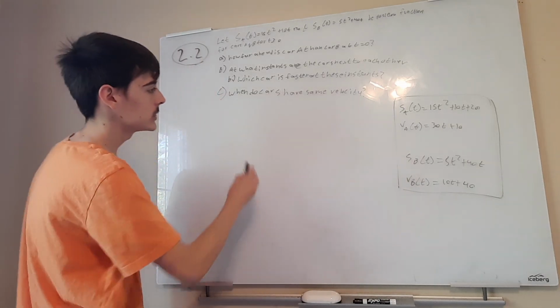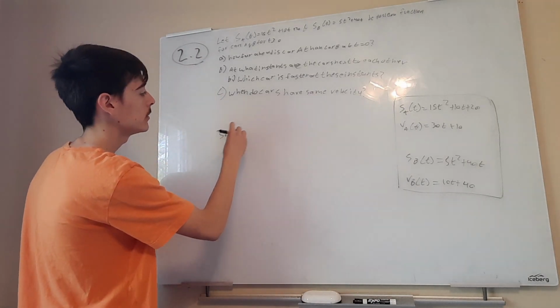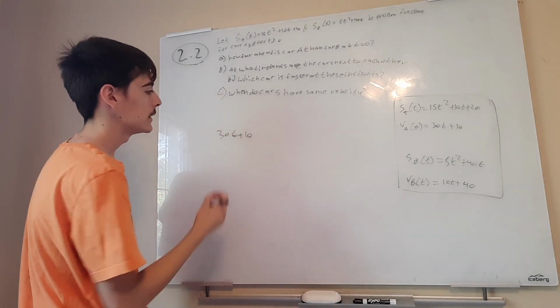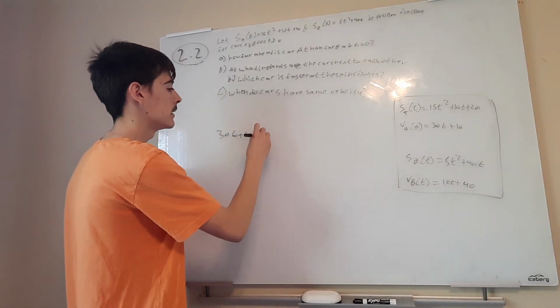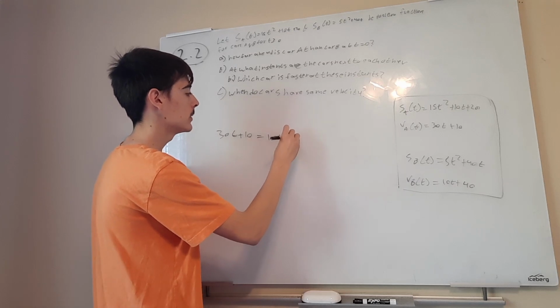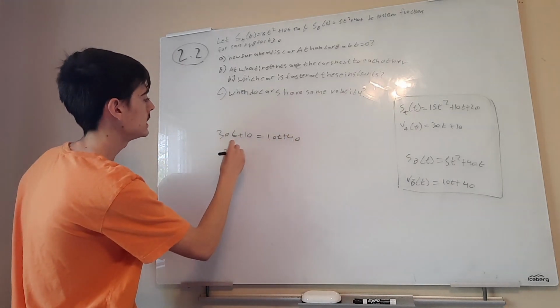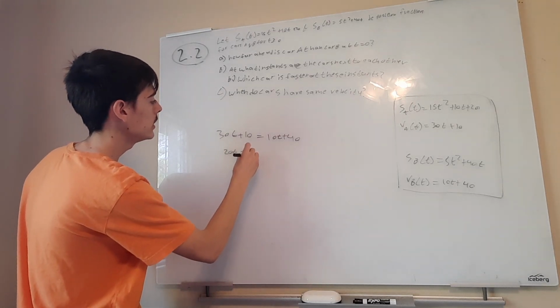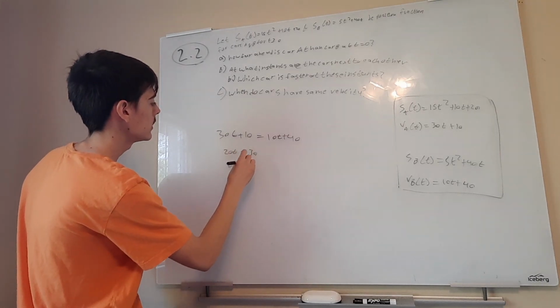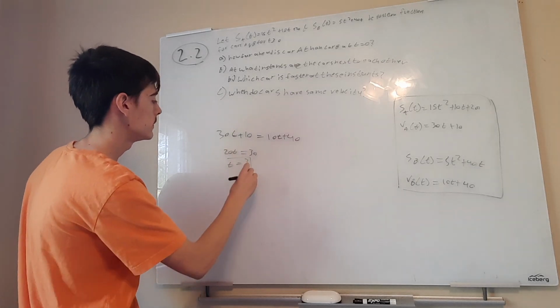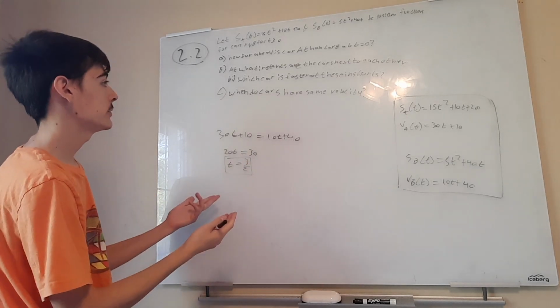The velocity function for car A is going to be 30t plus 10. And the velocity function for car B is going to be 10t plus 40. If we combine terms, we'll get 20t is equal to 30, or t equals 3 over 2. And that's all C is.